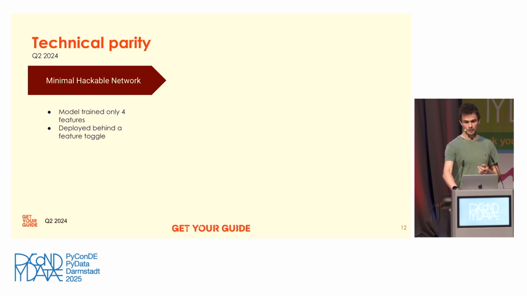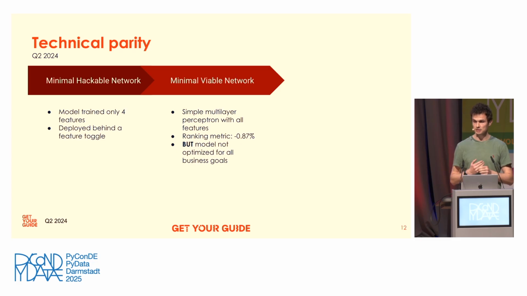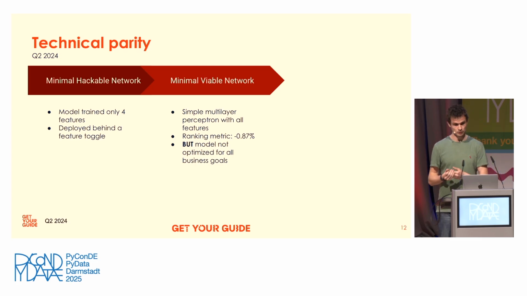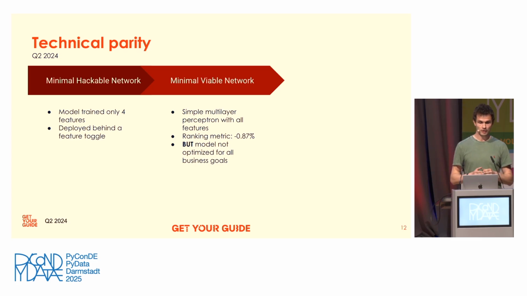With this, we were able to start planning and preparing our second iteration, minimal variable network. So basically, we were using a very simple architecture, but we were able to use all the features. However, it was just okay on our ranking metrics, but it was still not optimized for all our business goals. But we still wanted to launch an A/B test and to get some learning of it.